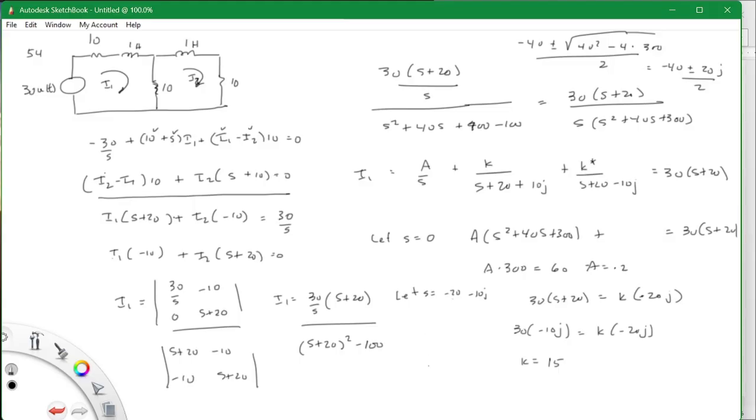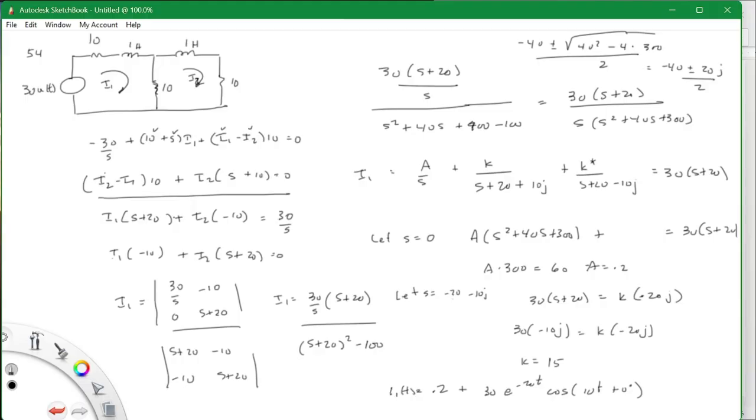So now our answer is what? I1 of t is equal to what? And I'm not going to do I2. Basically, it's 0.2 plus 30, 2 times K, e to the minus 20t cosine of 10t plus 0 degrees. That one fell out pretty easy. I think that's how it's done.